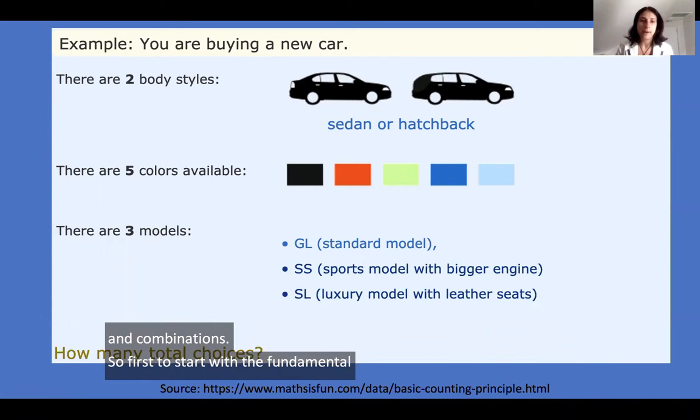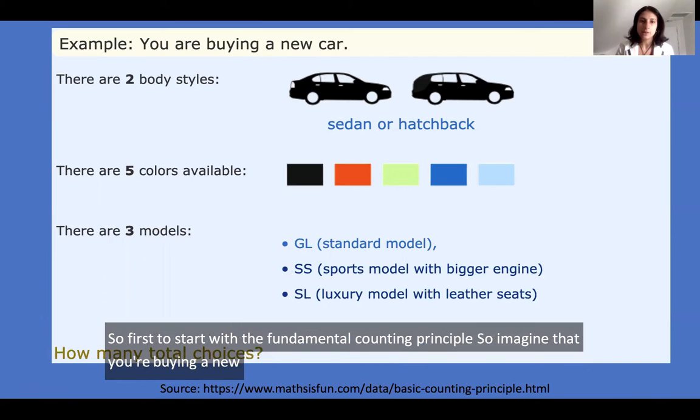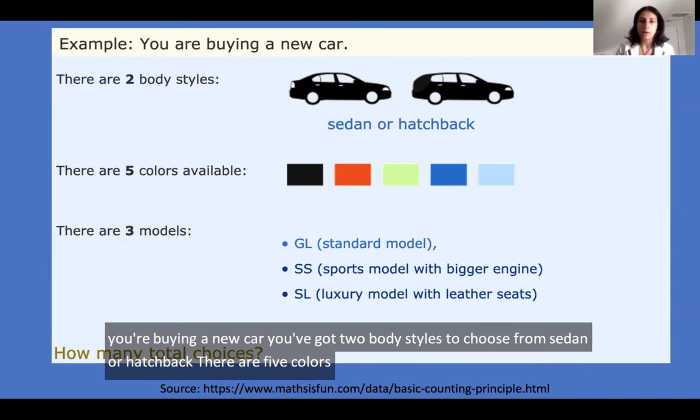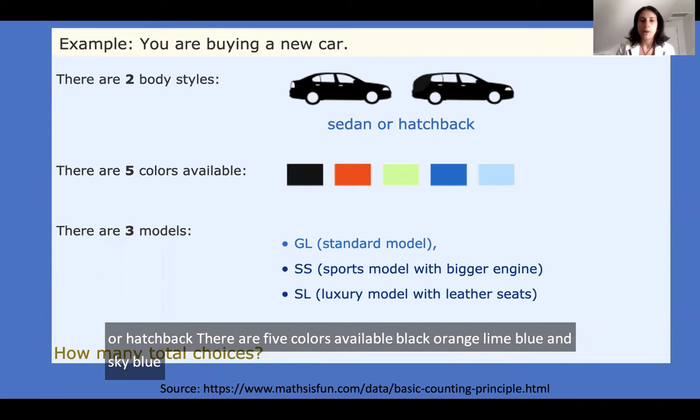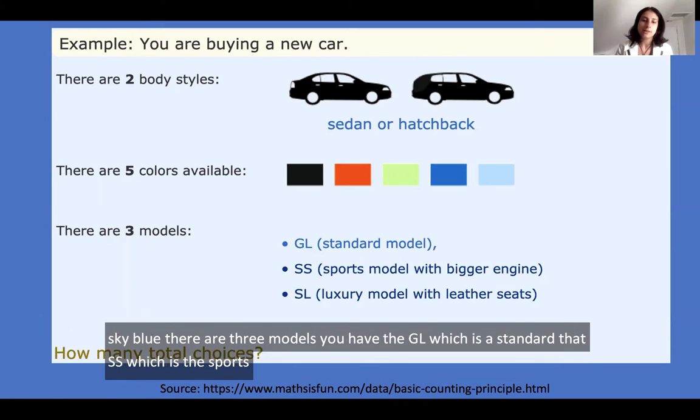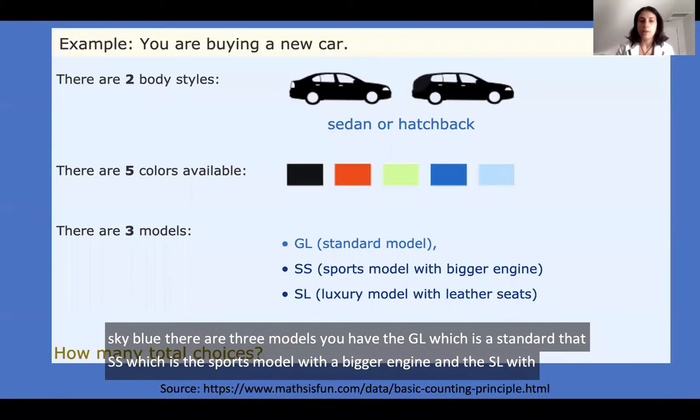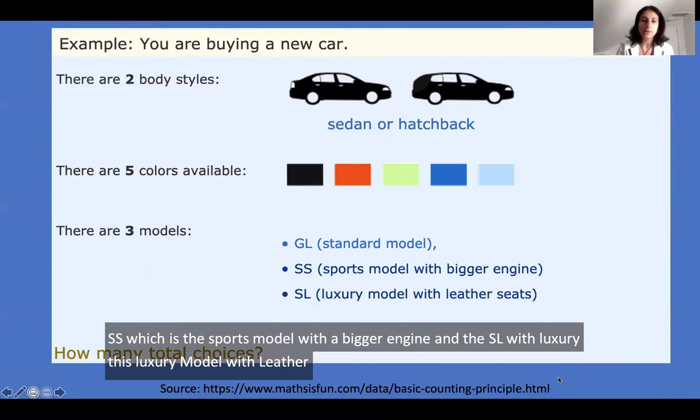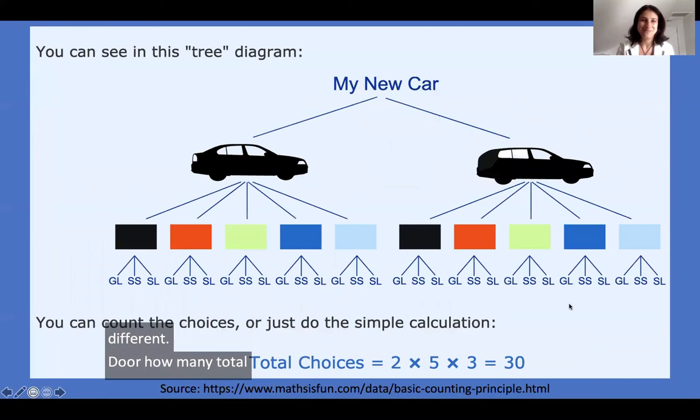So imagine that you're buying a new car. You've got two body styles to choose from, sedan or hatchback. There are 5 colors available: black, orange, lime, blue, and sky blue. There are 3 models. You have the GL, which is the standard, the SS, which is the sports model with a bigger engine, and the SL, this luxury model with leather seats. We want to know how many total choices you have.